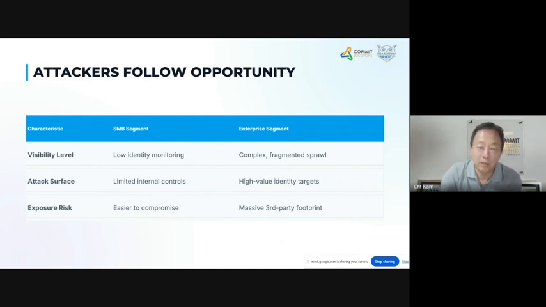Of course, we're not talking about the bigger SMB, which is probably a bit more well equipped, right? And exposure risk is very high. It's easy to compromise because you have lack of security, lack of systems, and lack of monitoring capabilities. It's easy. So in contrast to that, for the larger organization, it's more complex and fragmented.